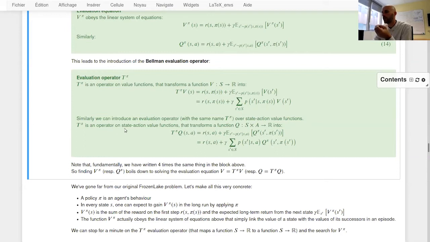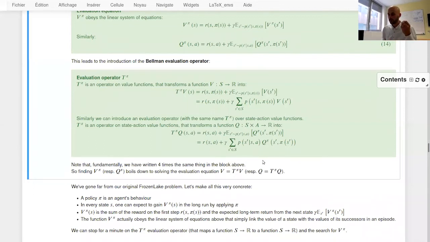So T pi is an operator on the state action value functions that transforms a function Q defined over the S times A space into R into T pi of Q, which is the immediate reward plus the expected value over next state of what we get from the next state. You can actually know that fundamentally, I have repeated four times the same thing in the last four sentences. But it was, I believe, useful for all of us to play with those notions to actually make them concrete.